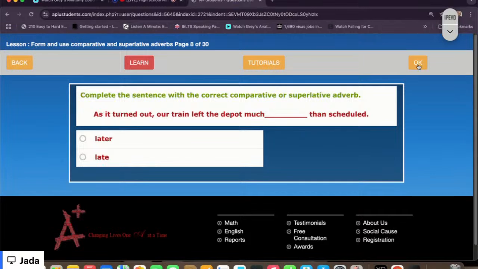As it turned out, our train left the depot much dash than scheduled, later or late. So much later than scheduled.